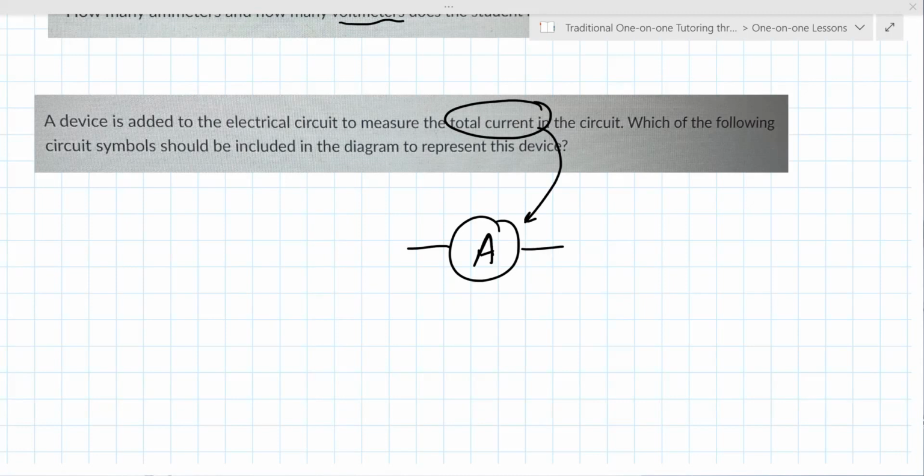All right, so 16. I'm not seeing 16. Could you maybe... 16 is the following circuit diagram is partially incomplete. A device is added to the electrical circuit to vary the current in lamp 2 only. Okay, so to vary the current. Okay, so is that a potentiometer? Okay, so a device to vary current.